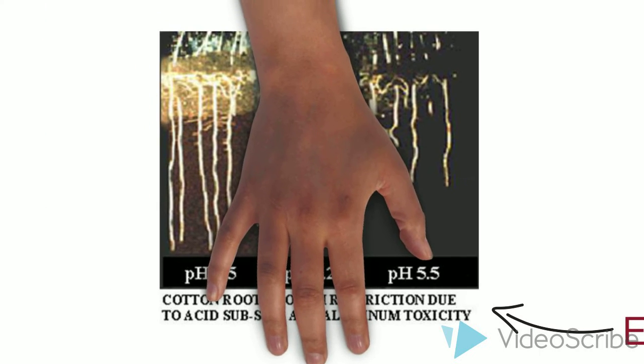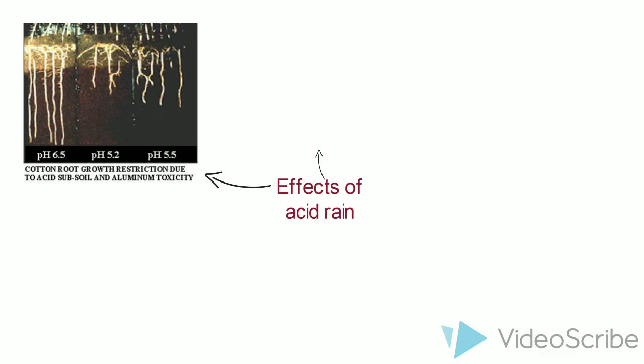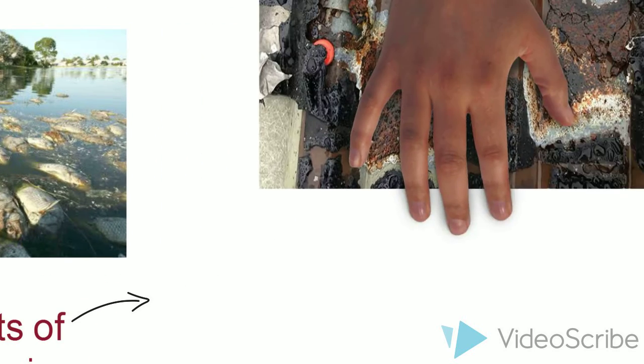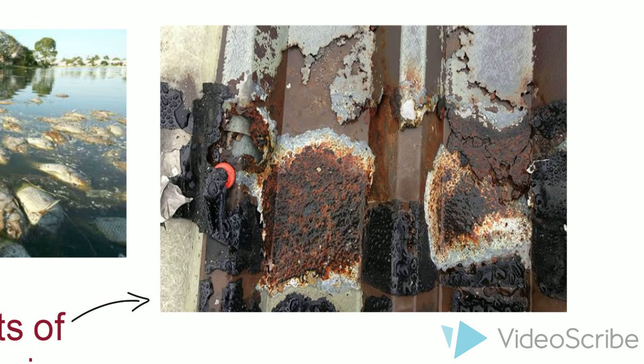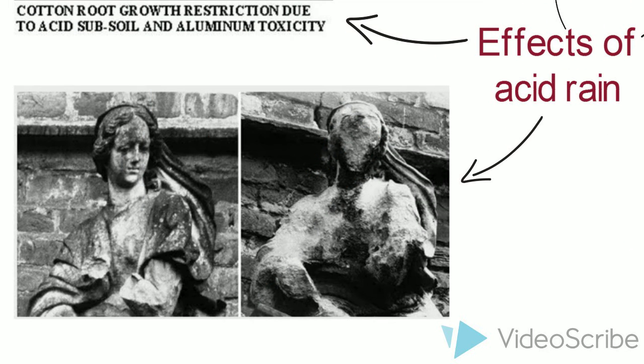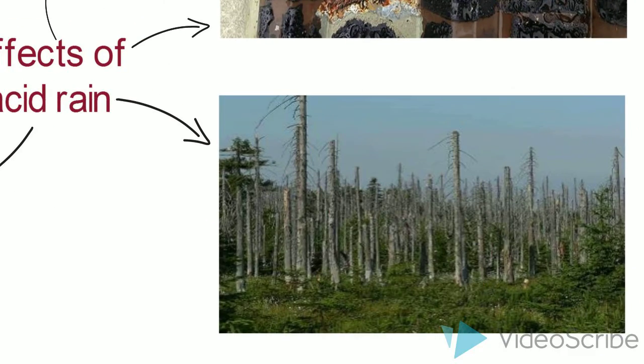Let's take a look at some of the effects of acid rain. Firstly, acid rain can destroy plants by making the soil too acidic. As you can see over here, the root growth is dependent on the acidity of the soil itself. Next, acid rain can also kill marine life by making the habitat unsuitable for life. Third, acid rain can cause metals to corrode faster. Acid rain can also corrode buildings and objects that are made of calcium carbonate, as you can see in this statue over here. Last but not least, acid rain can damage trees and also destroy important habitats for living organisms.